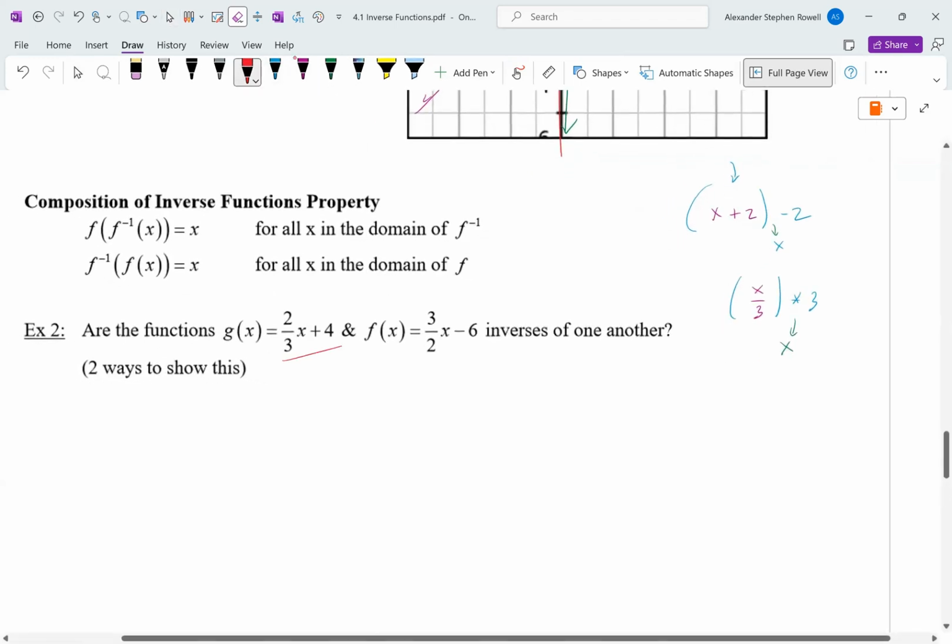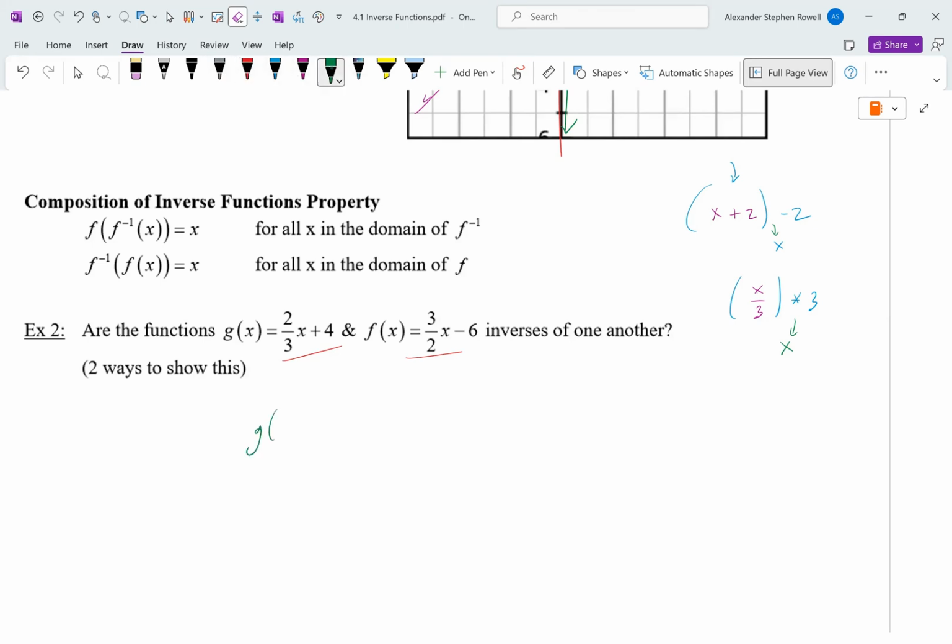Okay, do you think that these functions are inverses of each other? Yes? Okay, so how do we tell? We need to plug it in both ways. G of f of x.